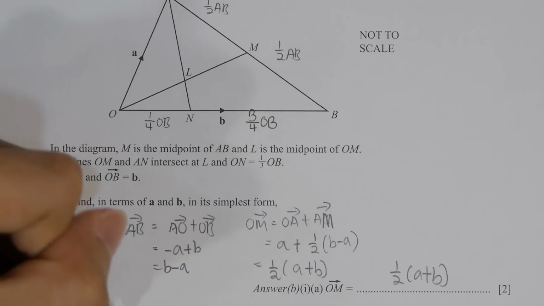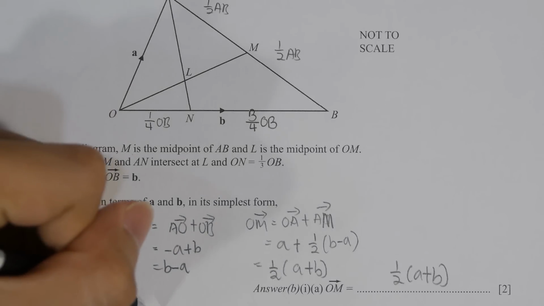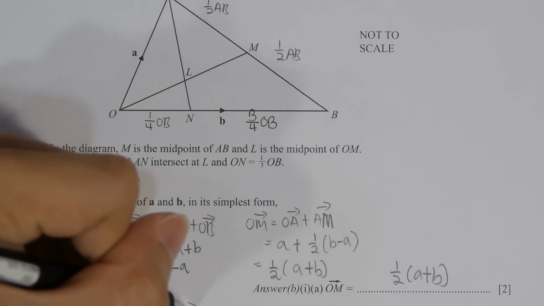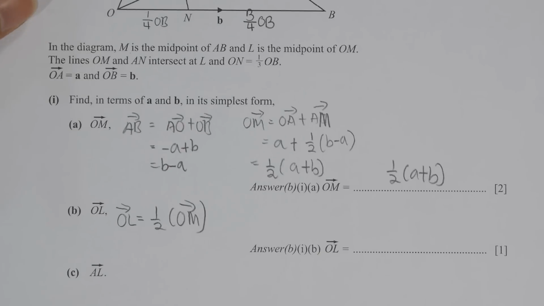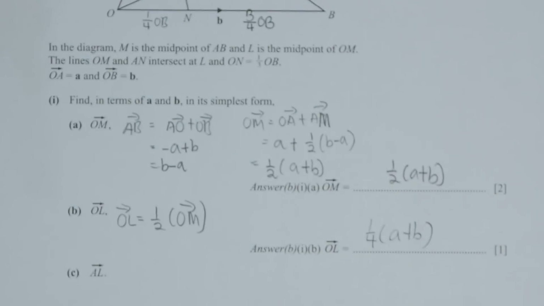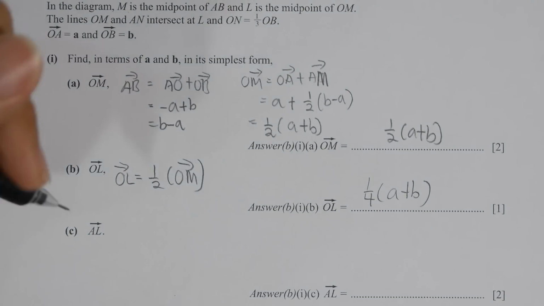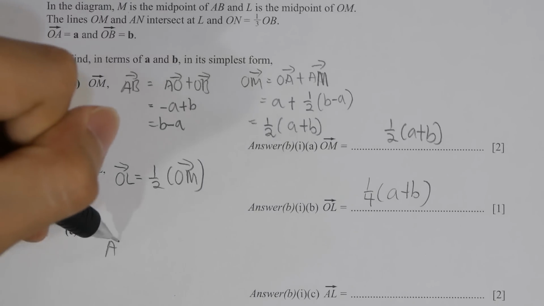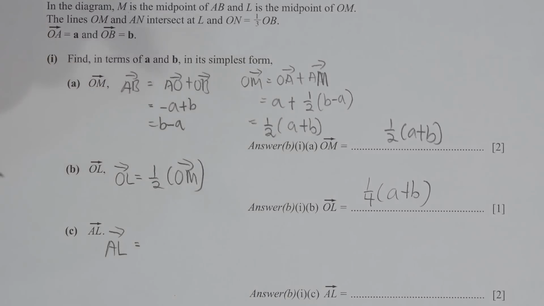To identify OL, OL is half of OM, as stated by the question, L is the midpoint of OM. So just take OL equals half of the previous value that we have gotten. So it will be 1 over 4 (a plus b).